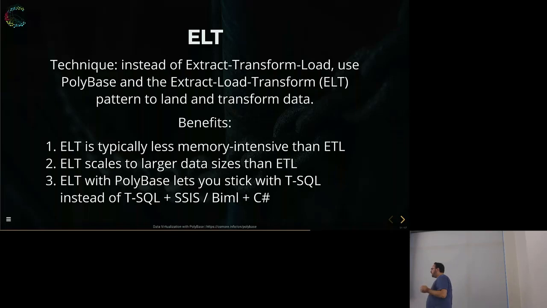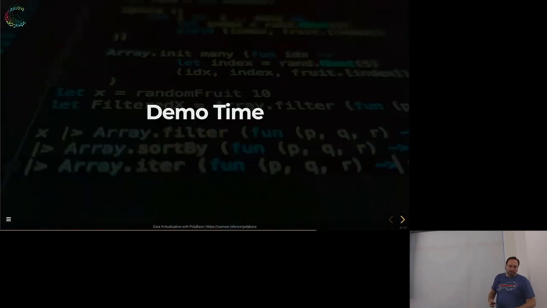So for large data sets, or for very frequent moves, we have this pattern called ELT. So we extract the data from the source system, drop it into a staging table on our destination server, and then transform the data locally into our final destination. Typically less memory intensive. Most of the processing happens on our destination server. And with PolyBase, I'm just writing T-SQL. I have no intermediary Integration Services, no .NET, no BIML, no Informatica, nothing else. It's just T-SQL. So let's look at a demo.